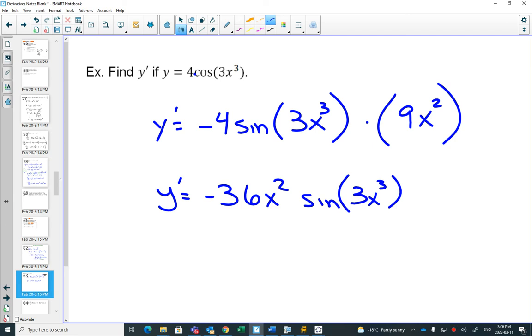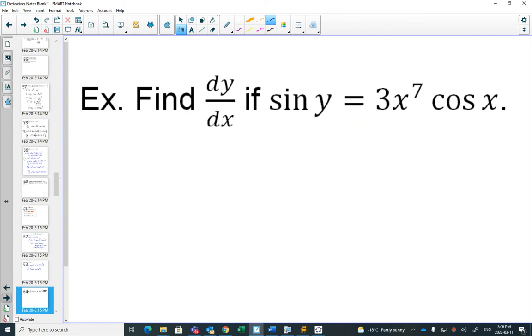They are one-step questions that involve a lot of brain power. You have to hold everything in place. You have to recognize what's an inside function, what's an outside function. Okay? Yes. Right? We have a y that's not by itself. So then you have to do implicit differentiation. And on the right-hand side, do you see that you have a product rule?